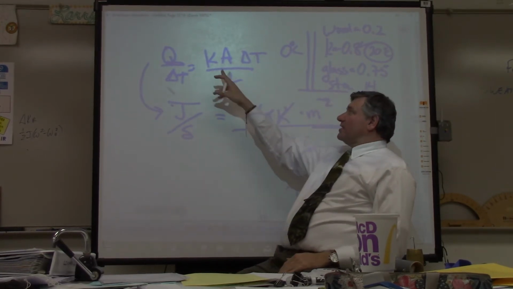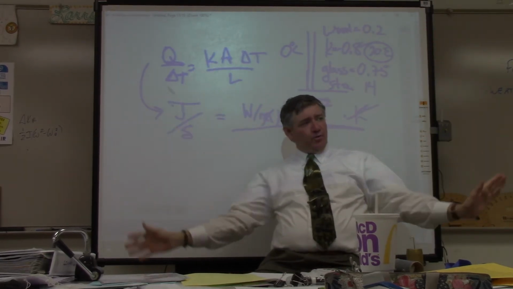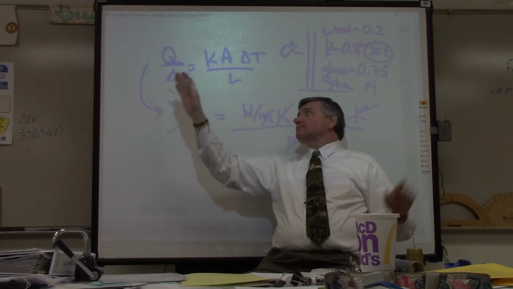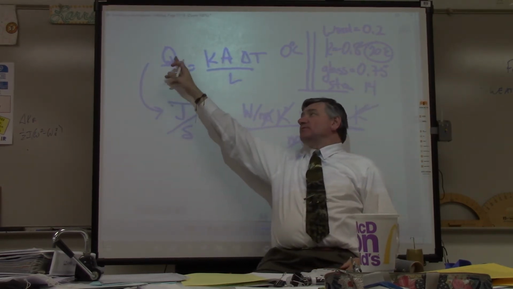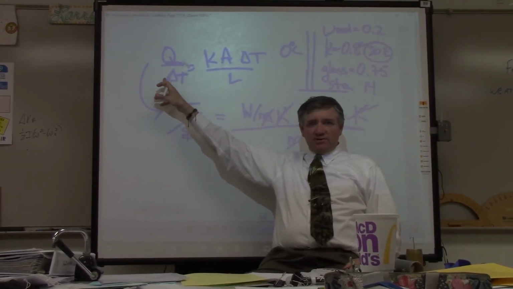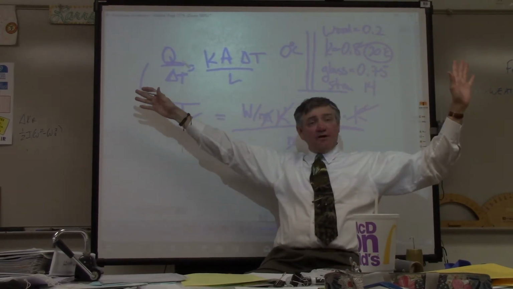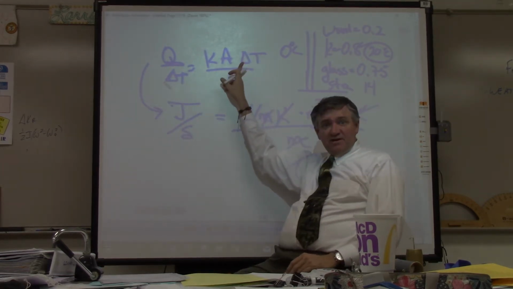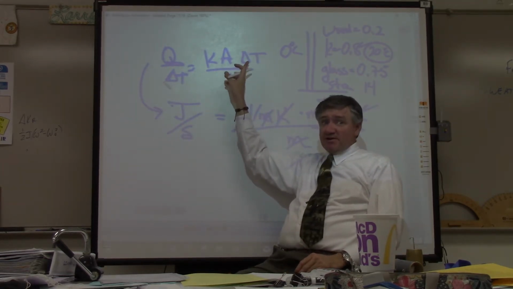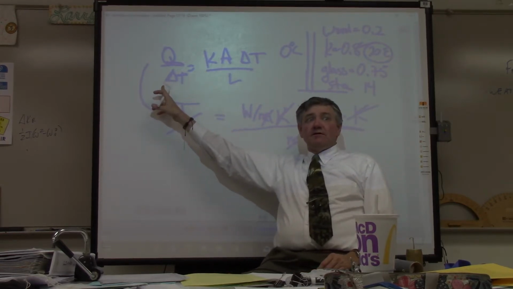Okay, so here's what I want to look at. Let's leave K out of this for now. As the area of the wall gets bigger, you have a bigger surface area. What do you think is going to happen to your radiant heat loss per unit of time? It's going to get bigger. So the more surface area that you have, the bigger this is going to get. What about your temperature gradient? As your temperature gradient gets bigger, what's going to happen to your heat loss? It's going to get bigger.